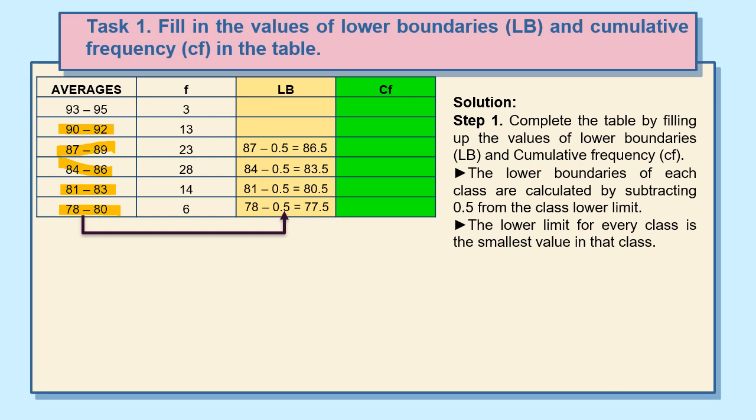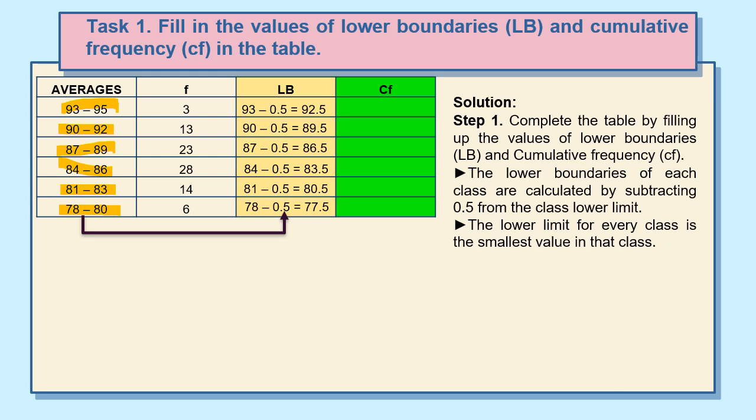Next is the class 90 to 92. So the lower limit is 90. So we have 90 minus 0.5 equals 89.5. And for the averages 93 to 95, the lower limit is 93. Then we have 93 minus 0.5 equals 92.5.